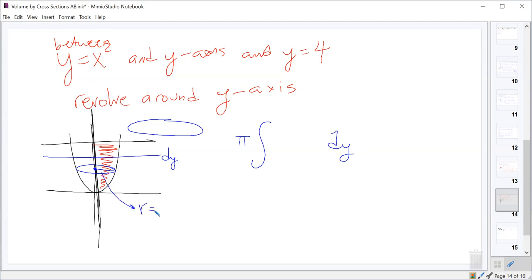Yeah, so it is just x, right? Because that's how we measure x: the distance from the y-axis to something over here, and that's x. And since we need it to be in terms of y, we will take our function y equals x squared and solve for x. X equals square root of y. So that will be our radius.